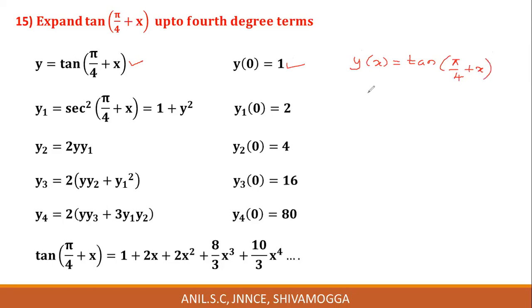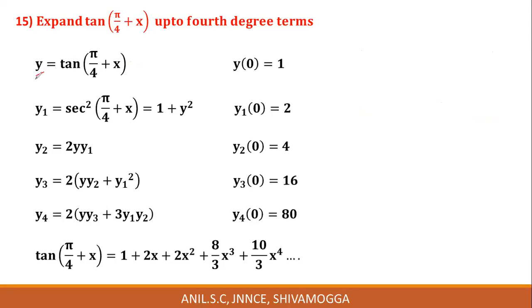If you put x is equal to 0, this will be y of 0. This is equal to tan pi by 4. And we know that tan pi by 4, or tan 45 degrees, is equal to 1. Therefore, y of 0 is equal to 1.